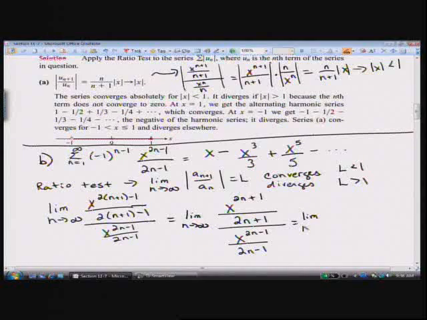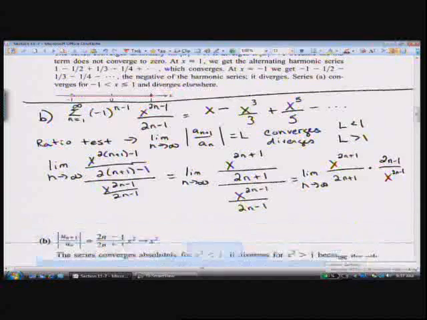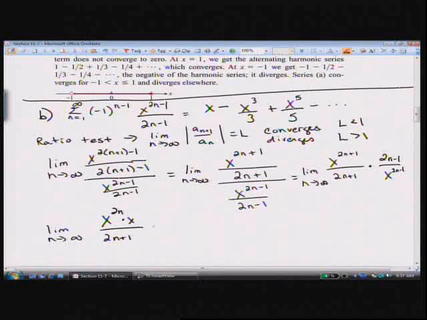So this is the limit as n goes to infinity of x to the 2n plus 1 over 2n plus 1 times, when I flip this, it's going to be 2n minus 1 over x to the 2n minus 1. Okay? Then, what happens? Well, you can think of this as x to the 2n times x. Do you agree with that? Okay, so x to the 2n times x over 2n plus 1 times 2n minus 1 over x, and this one I'm going to think of as x to the 2n times x to the negative 1.